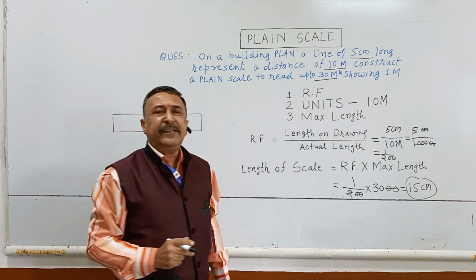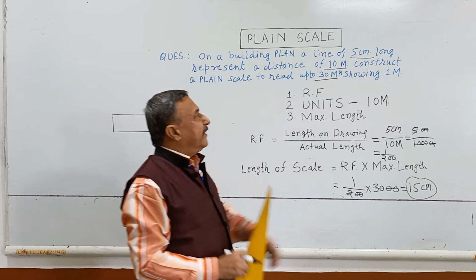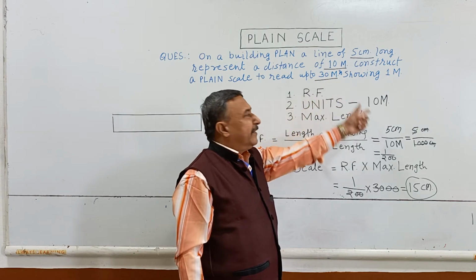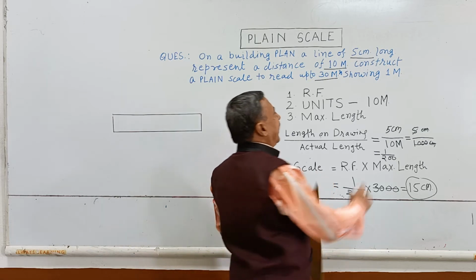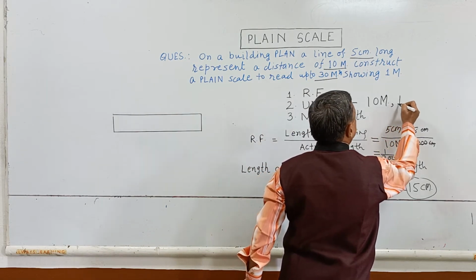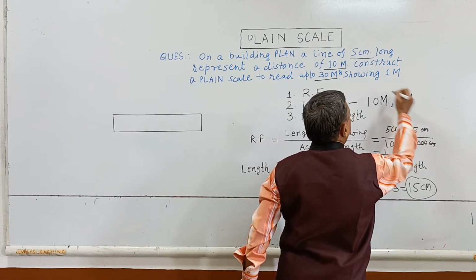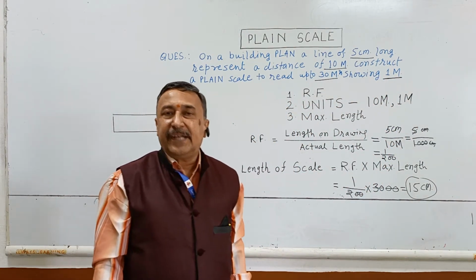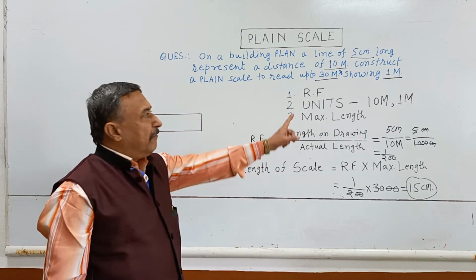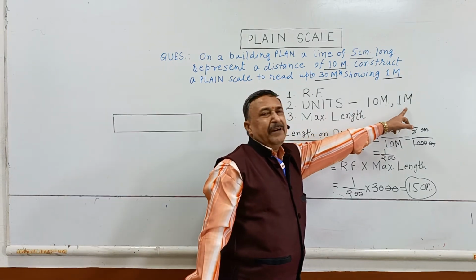Our first unit is 10 meter. And then if we divide this 10 meter into again 10 equal number of parts, we get 1 meter, which is our requirement to show on the scale. So our 2 units are 10 meter and 1 meter.